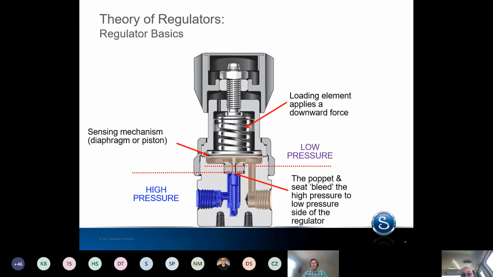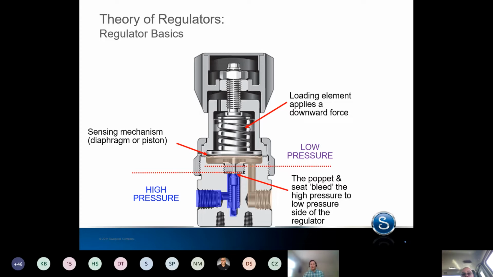Now, we as regulator users need some way to tell that regulator what to do. And we do that through the loading element, right? Most often this is a spring. We'll talk briefly about dome loaded regulators in just a bit, but the loading element, in this case, you turn the handle, compresses this spring, and that allows the user to dictate what that outlet pressure is.